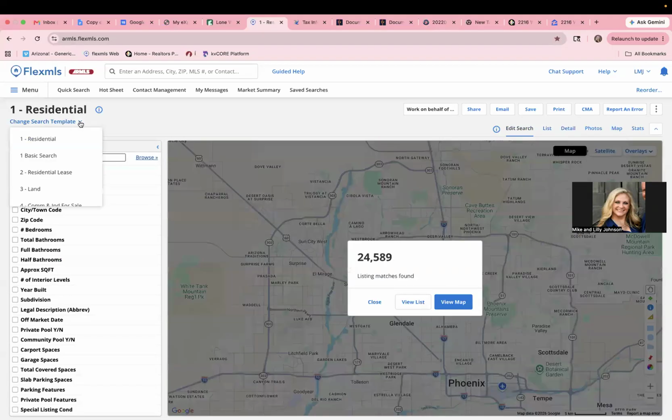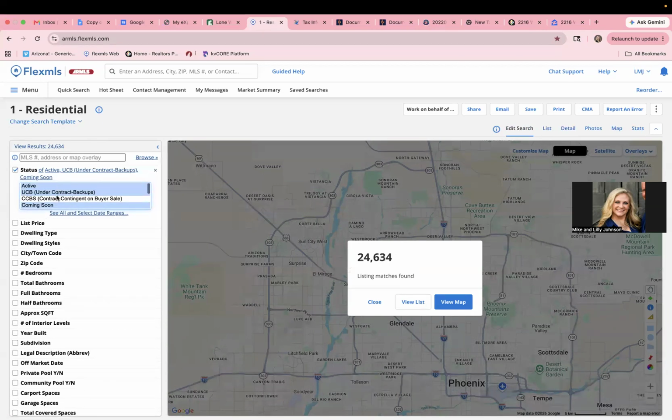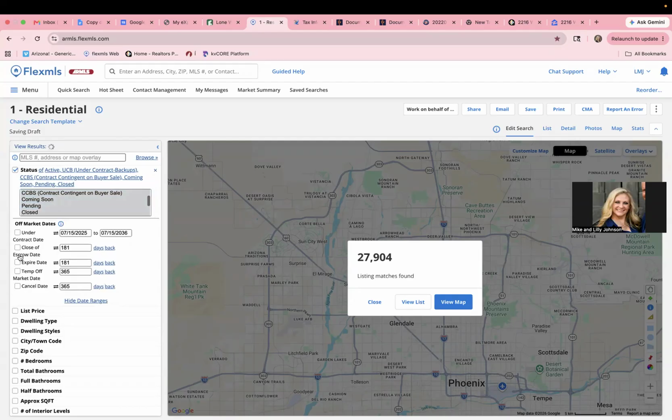I want to make sure that we're on residential, not land or commercial or rentals or anything like that. Okay. So I am going to highlight active, under contract, CCBS. It has coming soon. I also want pending and closed. Since I have done closed, I'm going to select this. That's probably fine. I try to do 90 and then let's just see what this comes back.